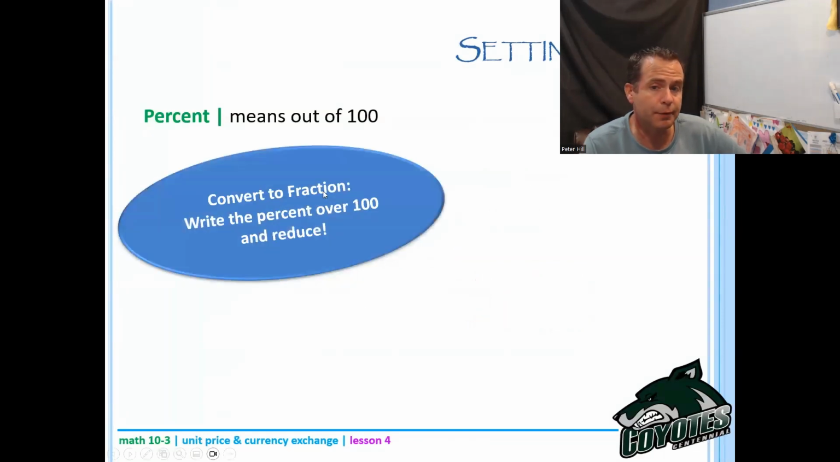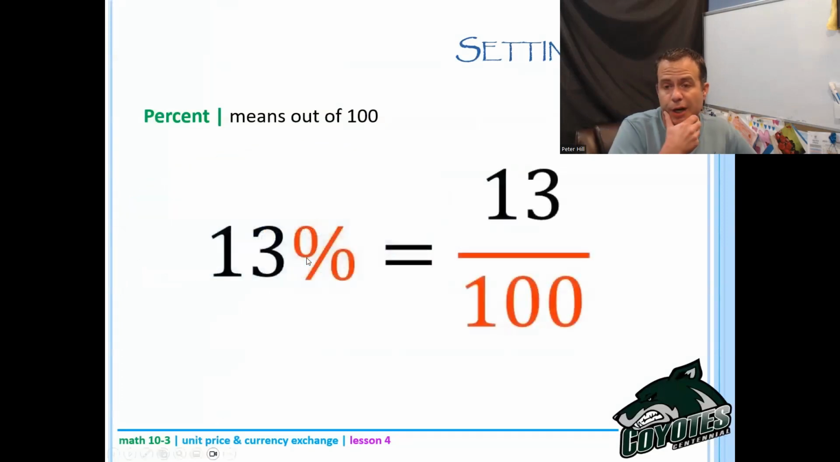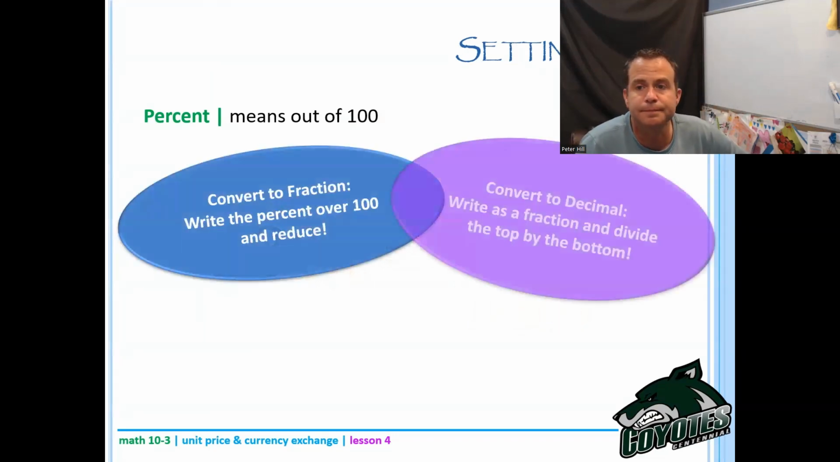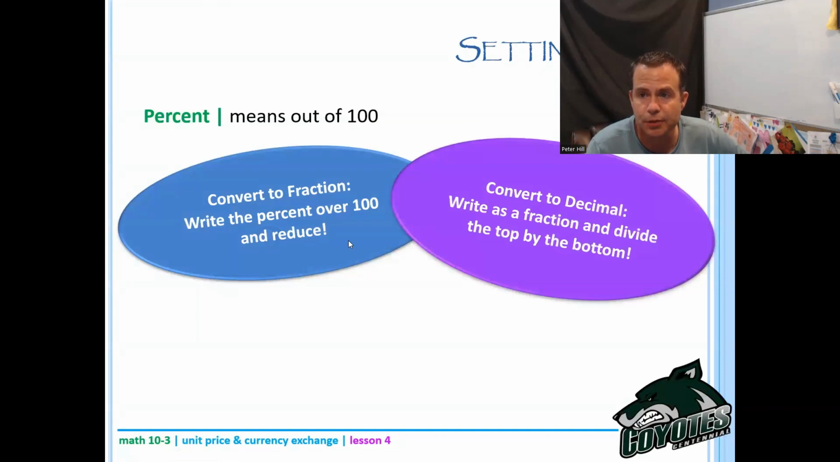So to convert to a fraction, we're going to write the percent over 100, just like I said, and then we reduce it. In that last example, that 13 over 100, you can't reduce it any farther. 13 is actually a prime number, so there's no other numbers that we could divide 13 by except 1 and 13. And 100 isn't divisible by 13. Then if we want to convert to a decimal, we would write as a fraction and then divide the top by the bottom.